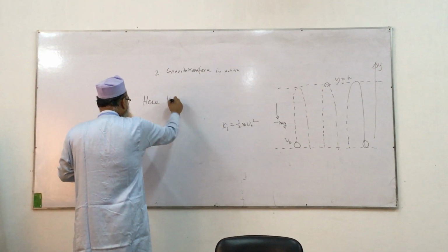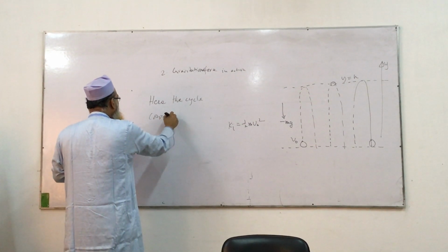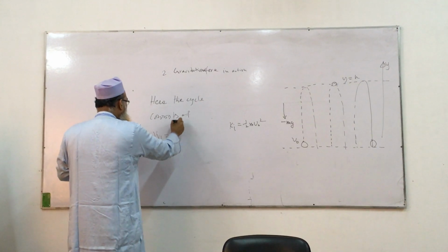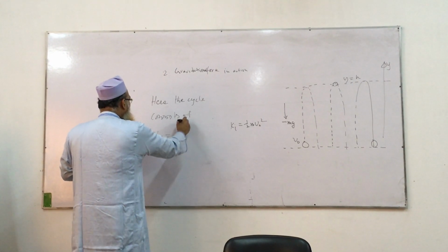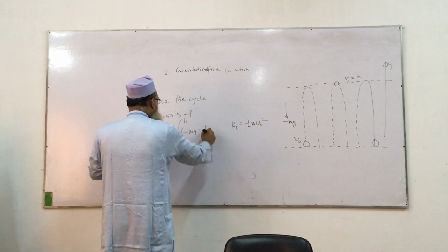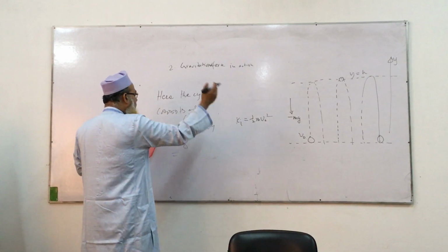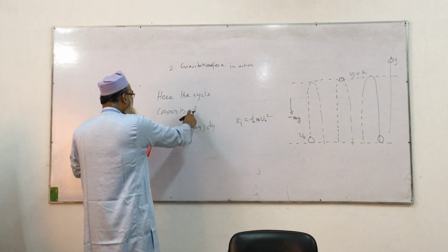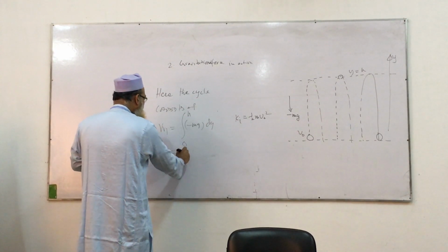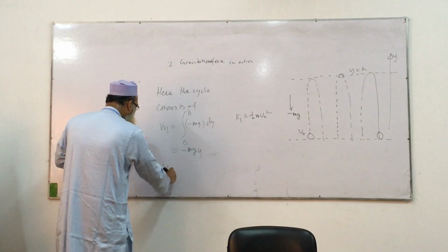The cycle consists of W1 equals the integral from 0 to h of minus mg dy. Here dy will integrate to y, and when you put h, it will give h. When you put 0, it will give 0. So you will get minus mg h. This is W1. What is W2?